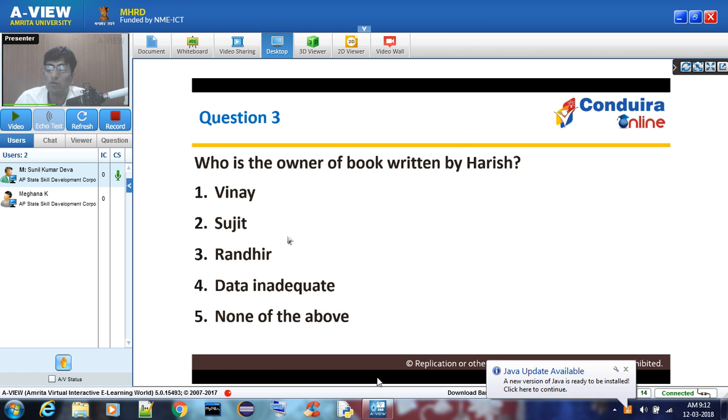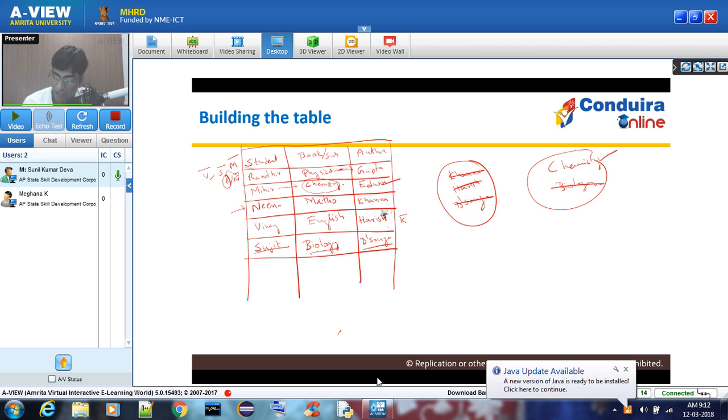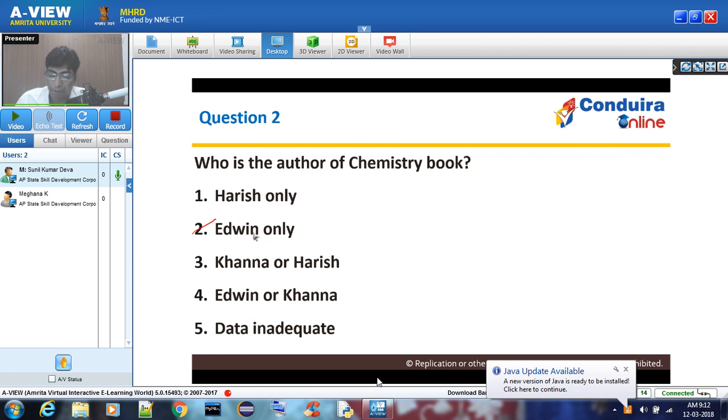So who is the owner of the book written by Harish? Let's go back to our table again. The book written by Harish is the English book, which is now owned by Vinay. So who owns the book written by Harish? The answer is Vinay.